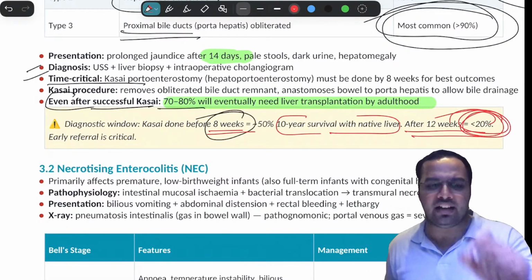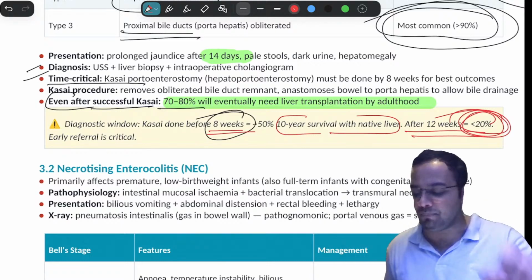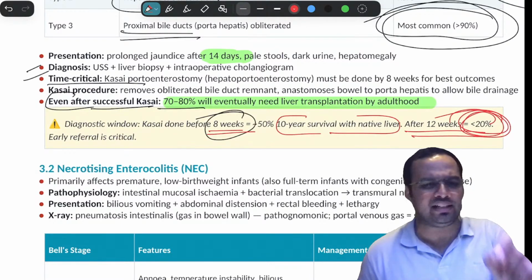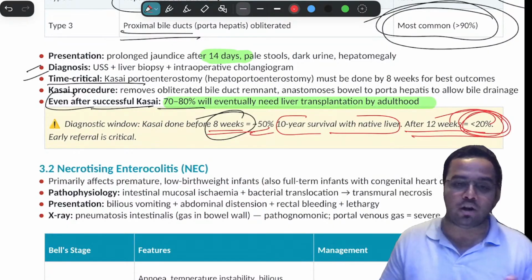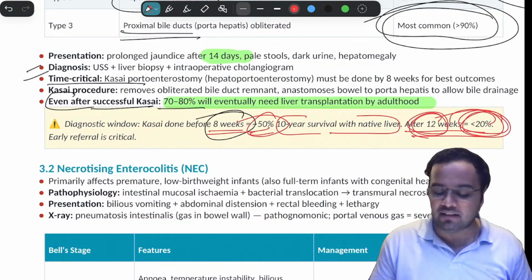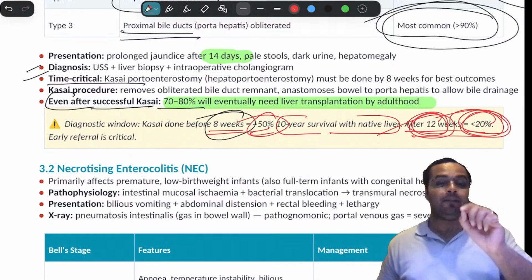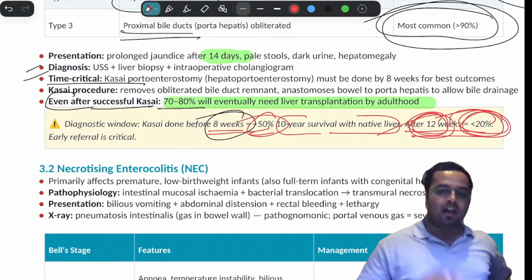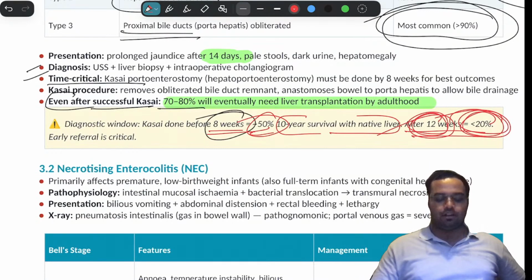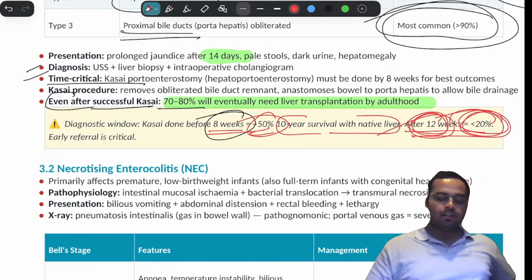Even if you are operating at a peripheral center and you think that this is a complicated case, refer straight away, during the first week or second week itself, because a delay beyond 8 weeks is going to cause 50% mortality in the child, and a 12-week delay, a 3 month delay, is going to cause 80% mortality. So always remember, what is portoenterostomy? We have seen the types of biliary atresia. I hope it is clear.